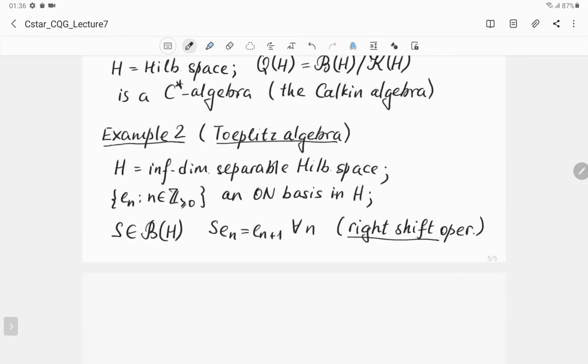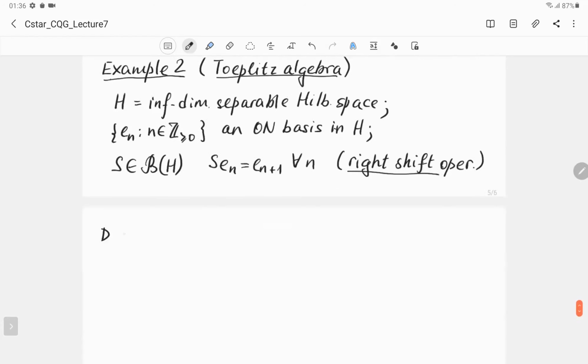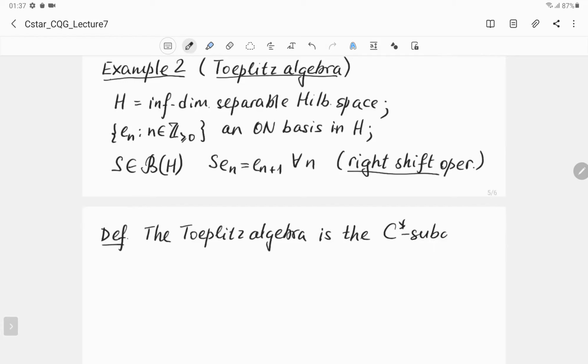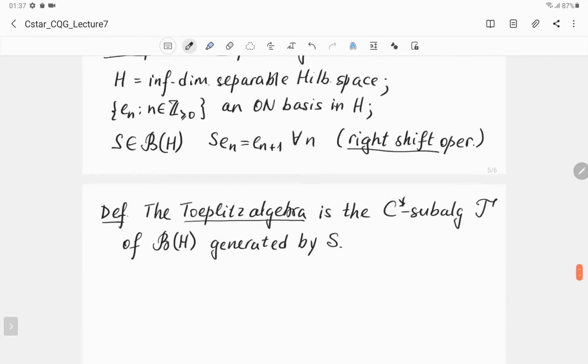Clearly, it is an isometry on H. Now, by definition, the Toeplitz algebra, denoted by script T, is the C-star subalgebra of B of H generated by this right shift operator, generated by S. So in other words, this is the smallest C-star subalgebra of B of H containing the right shift operator.